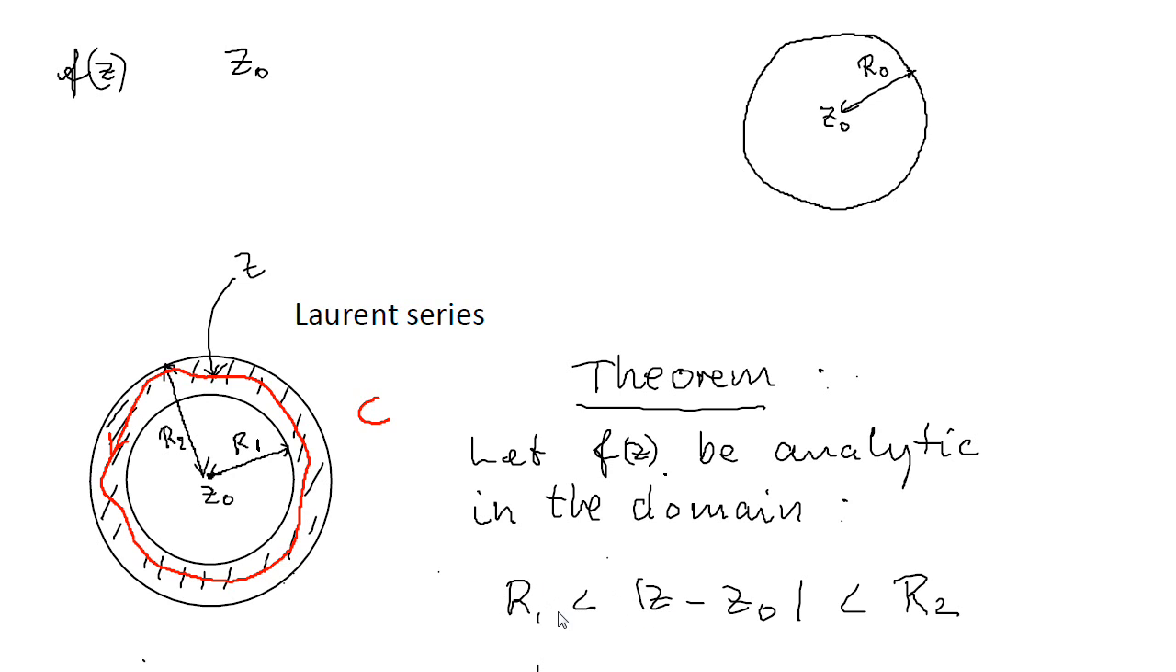It's given by two radii, r1 and r2. We have two disks: the larger disk, with the same center as the smaller disk, has radius r2, and the smaller disk has radius r1. And we are going to assume that the function is analytic in the ring region between these two circles.